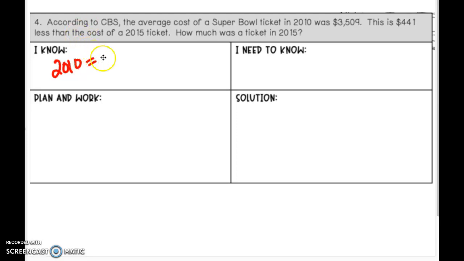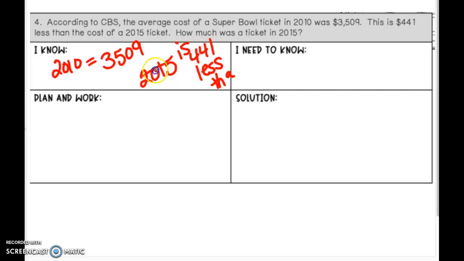So in 2010, it was $3,509. And we know that in 2015, it was going to be for this amount here, 441 less. I should say this is $3,509 is $441 less than the 2015 ticket, okay? And you don't have to write it exactly my way. You can write it whatever way you want that organizes for you.